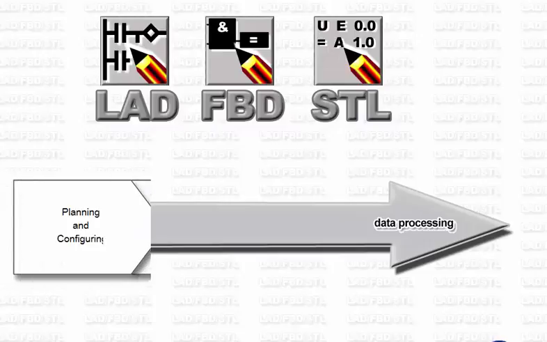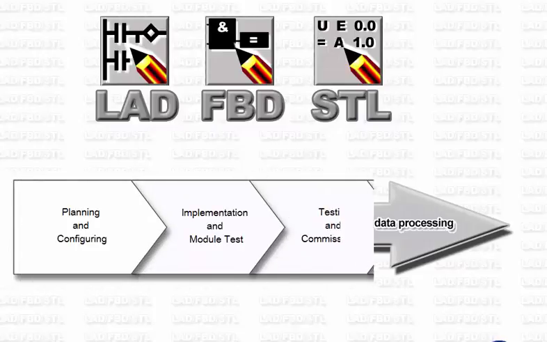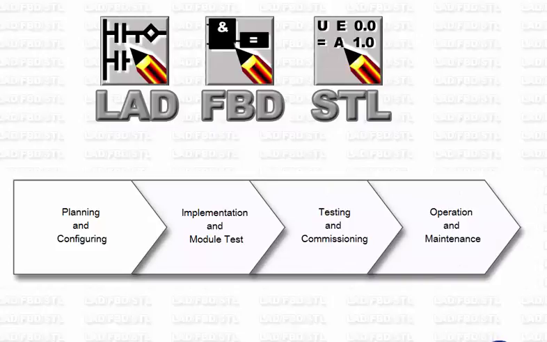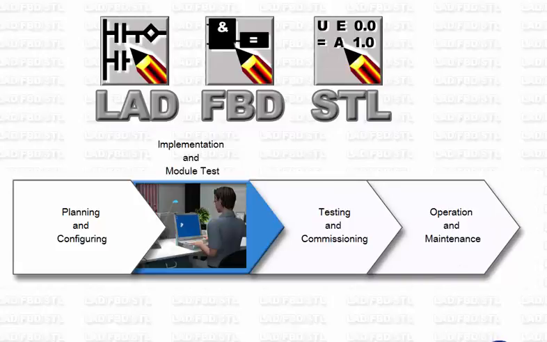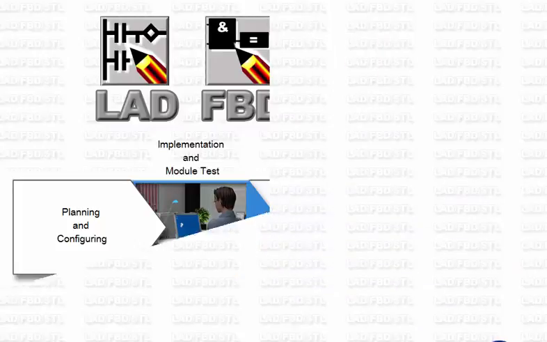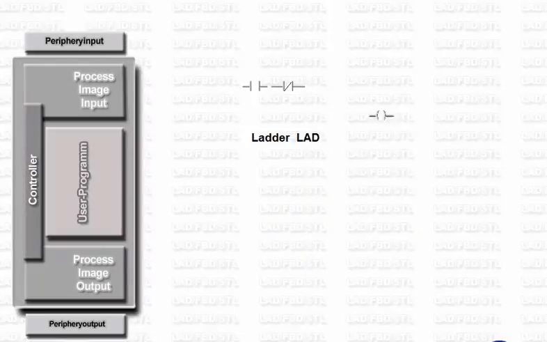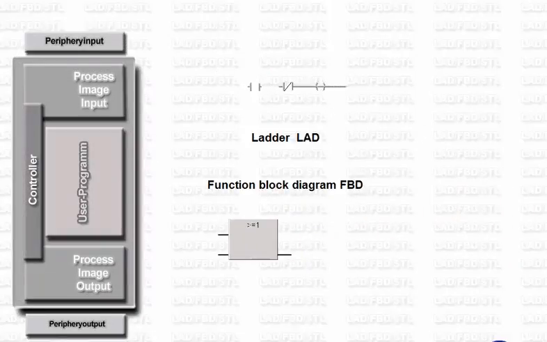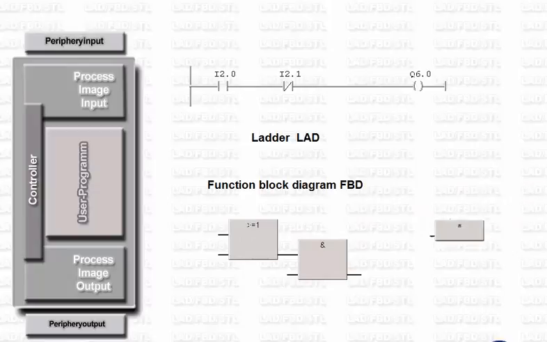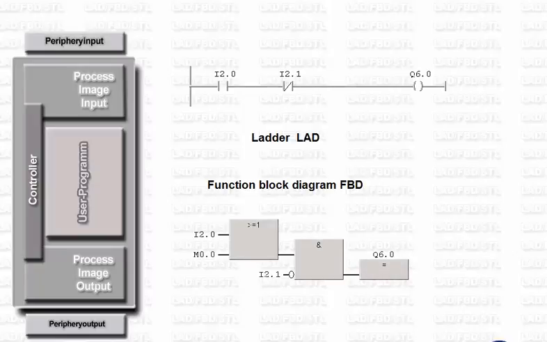In the overall engineering context of a machine or plant, the programming languages presented here belong mostly to the fields of implementation and module test. For programming beginners, the two graphical languages Ladder and Function Block Diagram are the ideal basis to generate a program, because the logic can be described in the form of graphical elements and is therefore easy to understand visually.